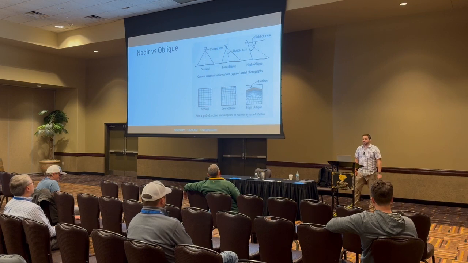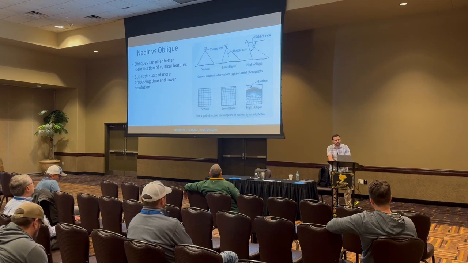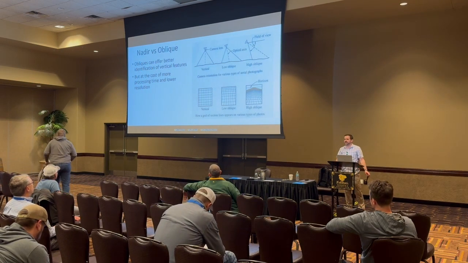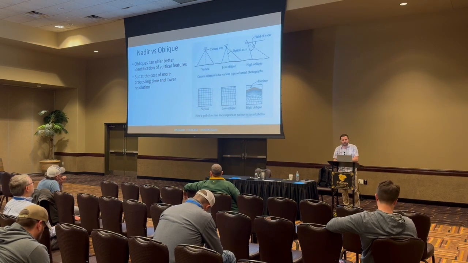Another topic to talk about in mission planning is nadir versus oblique imagery. There are a handful of autopilot softwares that have started to push more oblique imagery. From what I've seen, obliques can offer better identification of vertical features sometimes, like if you're doing the facades of buildings, but it typically comes at the cost of much more processing time and lower resolution.